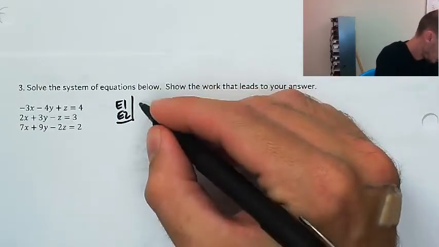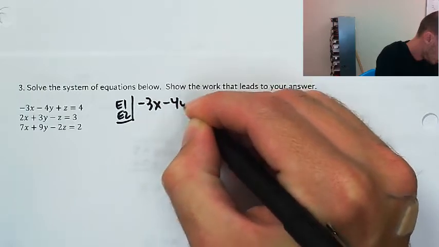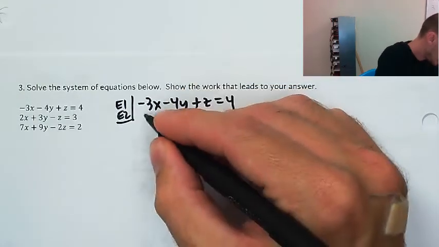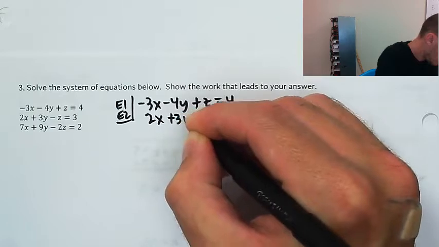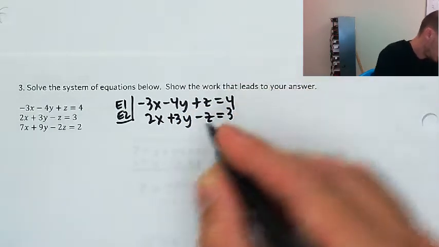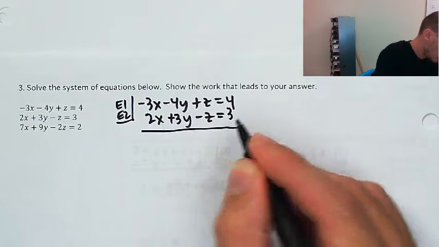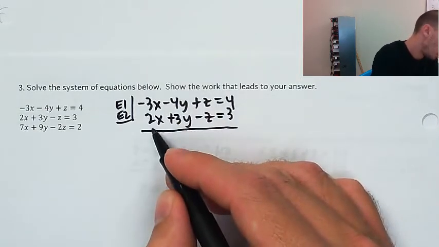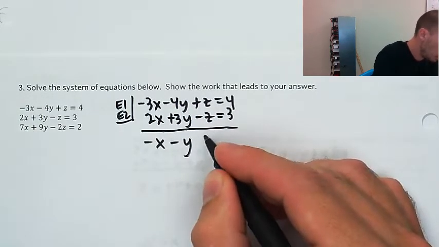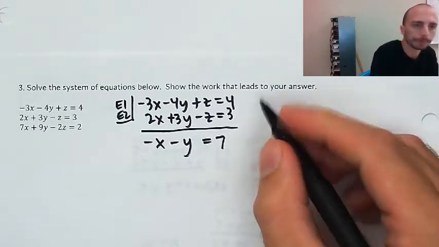And let's see, I'll have negative 3x minus 4y plus z equals 4, and 2x plus 3y minus z equals 3. All right, and then I'll have negative 1x minus 1y, no z's, equaling 7.